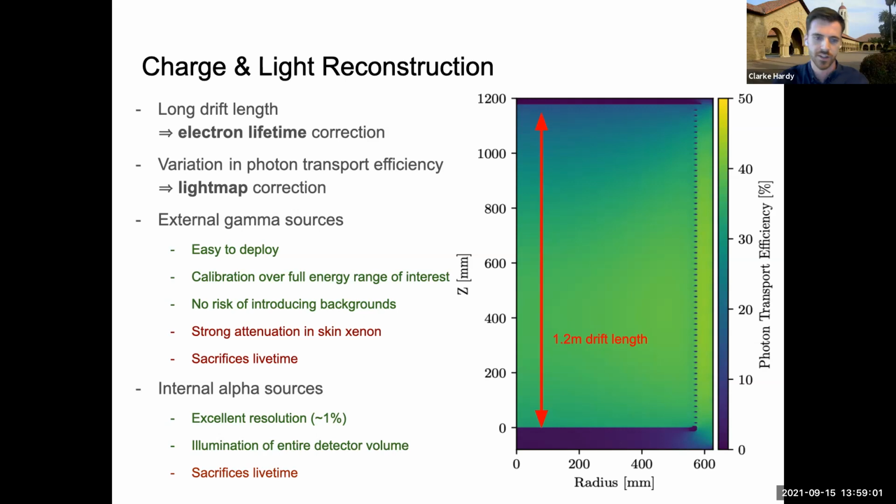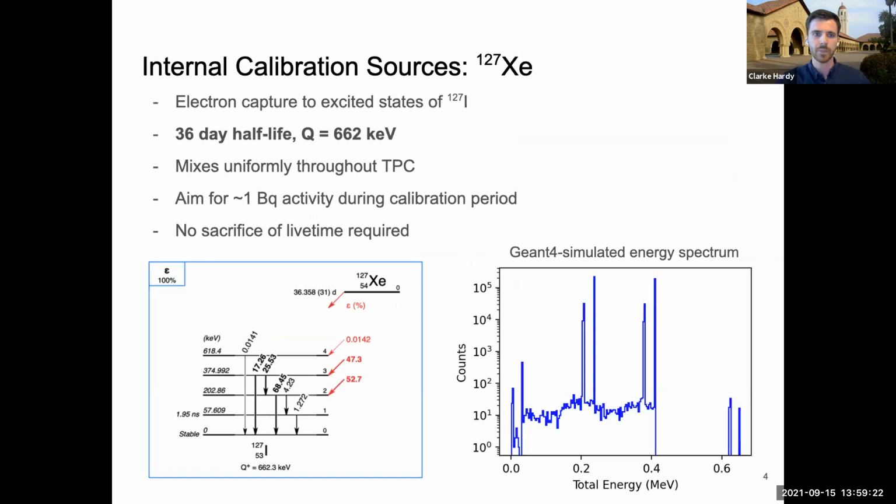A good way to avoid some of these drawbacks is to use an internal alpha source instead, and this is our default plan. It gives us excellent energy resolution. We can illuminate the entire detector volume without the problem of attenuation in the skin that we see with gammas. But again, this would cause us to sacrifice some live time in order to conduct this calibration. So that brings us to what we're considering as a potential alternative or a supplement to our original calibration plan, which is to use an internal xenon-127 source.